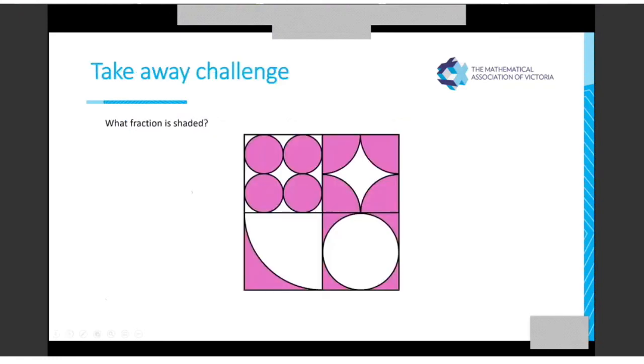For those that aren't doing the chat box, there's a little takeaway challenge for you to think about. Look, what fraction of that is actually shaded? This might be for some of your VC students even. Again, these can go from as easy to as hard as you like.